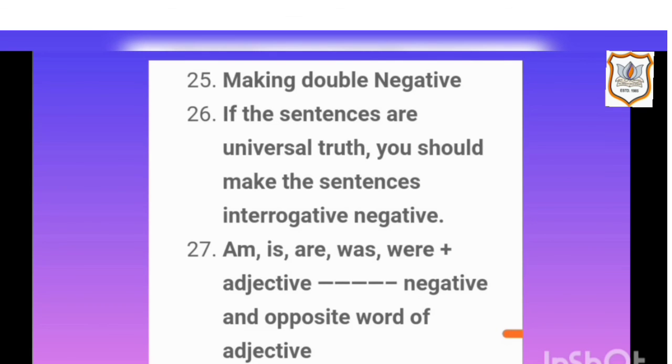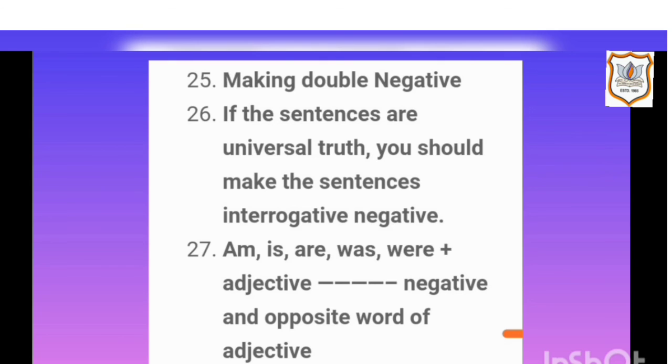Now the next rule, making a double negative. How to make the double negative? Every will be no, and un will be added with the verb. For example, he answered every question. So we will write: he left no question unanswered.